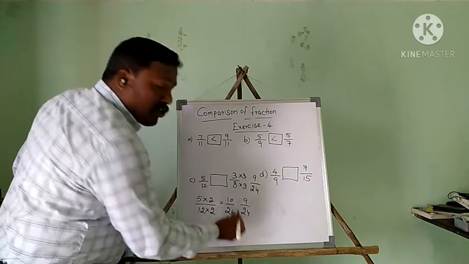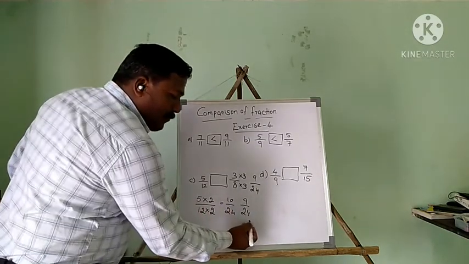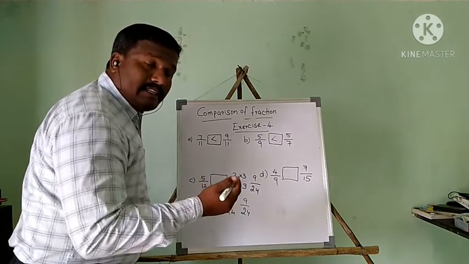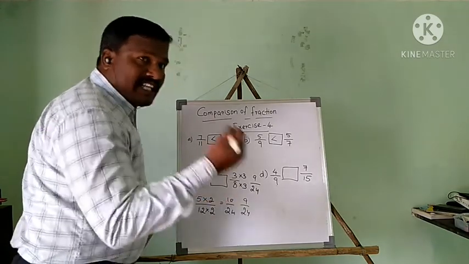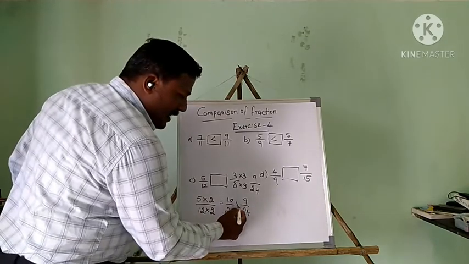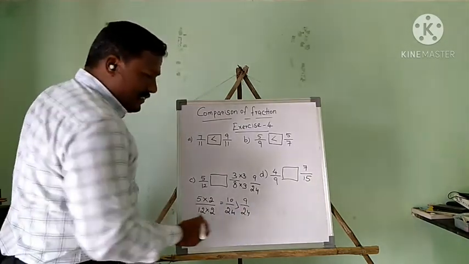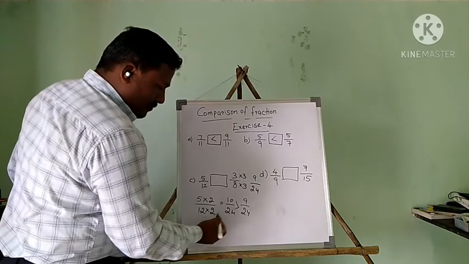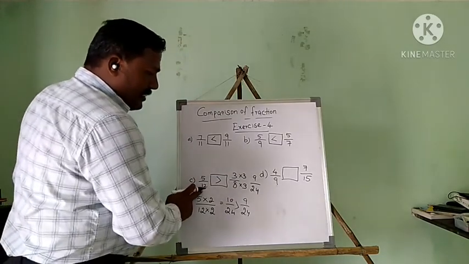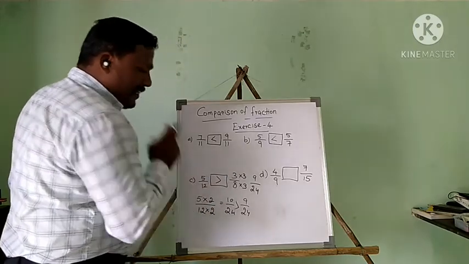Now as per rule 1, two fractions with the same denominator, the greater numerator is greater. So 10 is the greater numerator. So this is bigger than this. So I will put the symbol like this. So 5 by 12 compared to 3 by 8, 5 by 12 is the bigger.